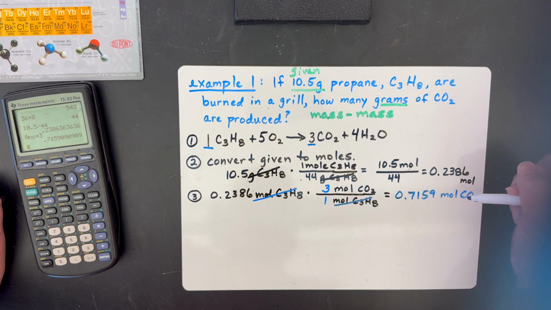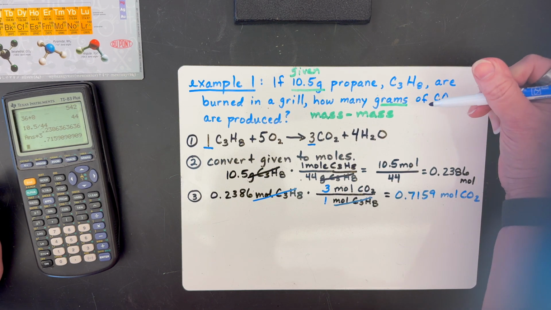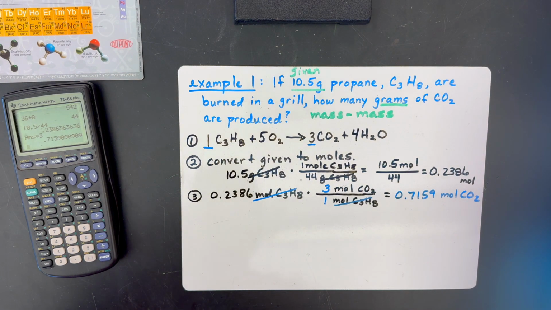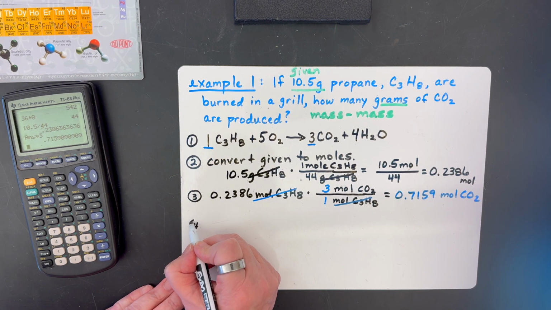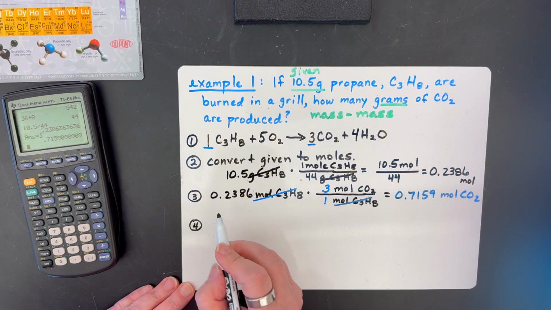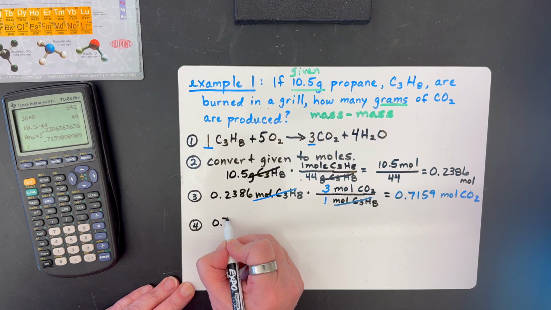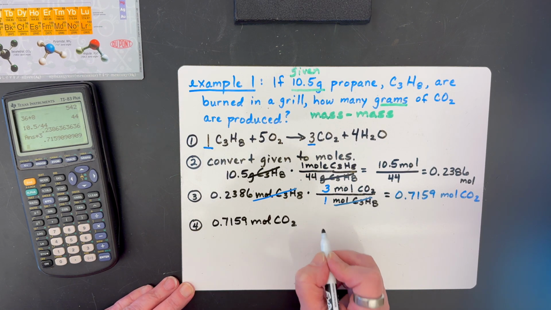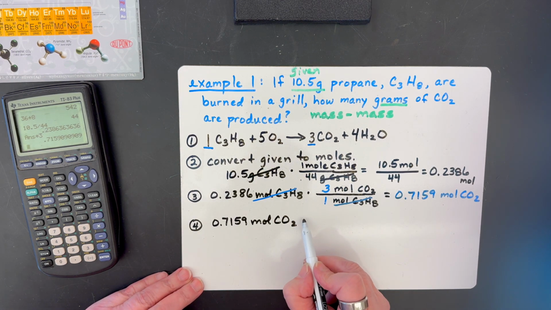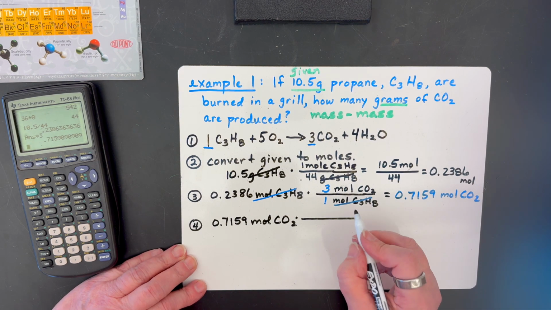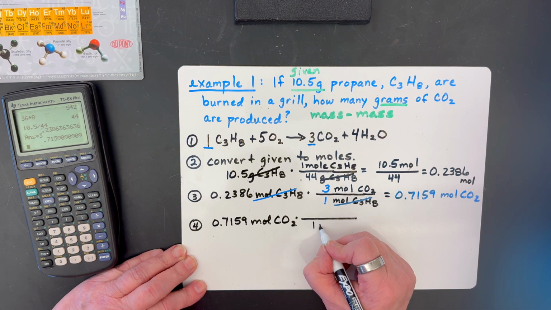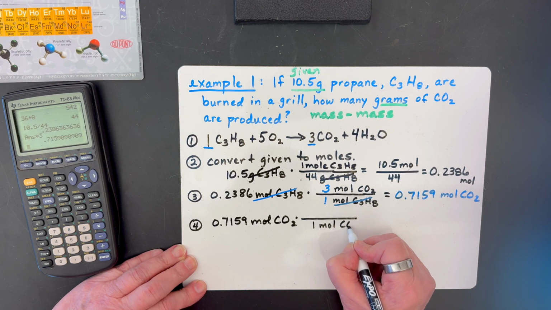If we were asked for moles, we would stop here, round to significant figures, 3 of them, and be done. But we were asked for mass, we were asked for grams. So we need to do one more step to get our moles back to grams. So our last step, we take the number that we found in the last step, and we want to convert from moles to grams. So we need our conversion factor. On the bottom, we want our units to cancel, so we're going to put 1 mole of CO2.